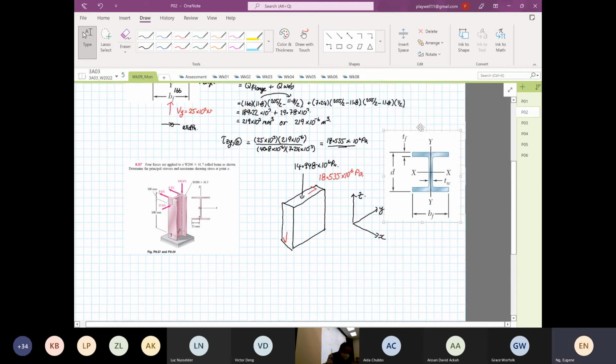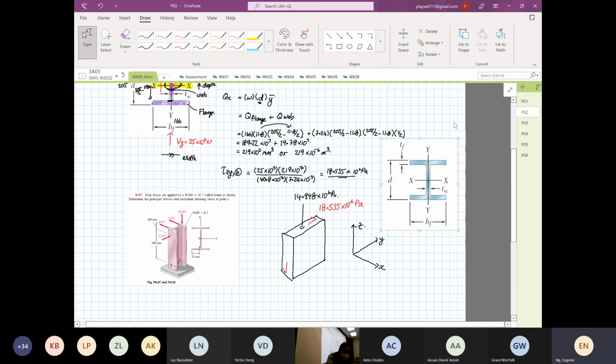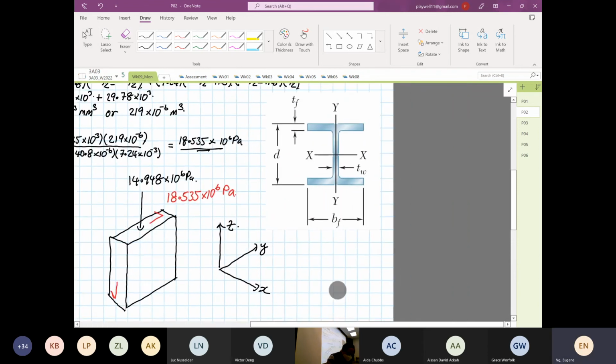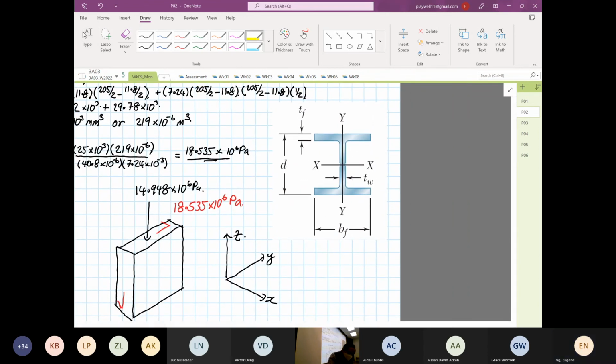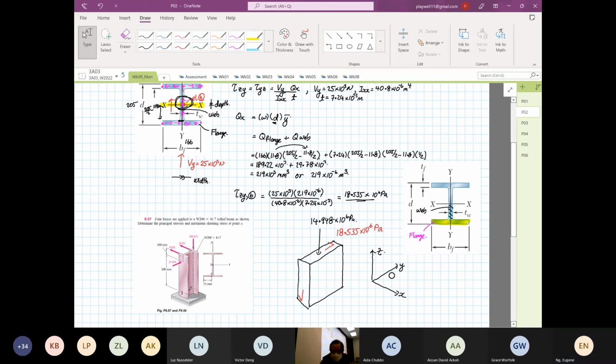Okay, so someone online asked about the first moment of area. The first moment of area I'm taking, this is for the flange. Can you see the shading in blue, yes or no? You can see, right? Or maybe I do hatching. This is the web. Okay.